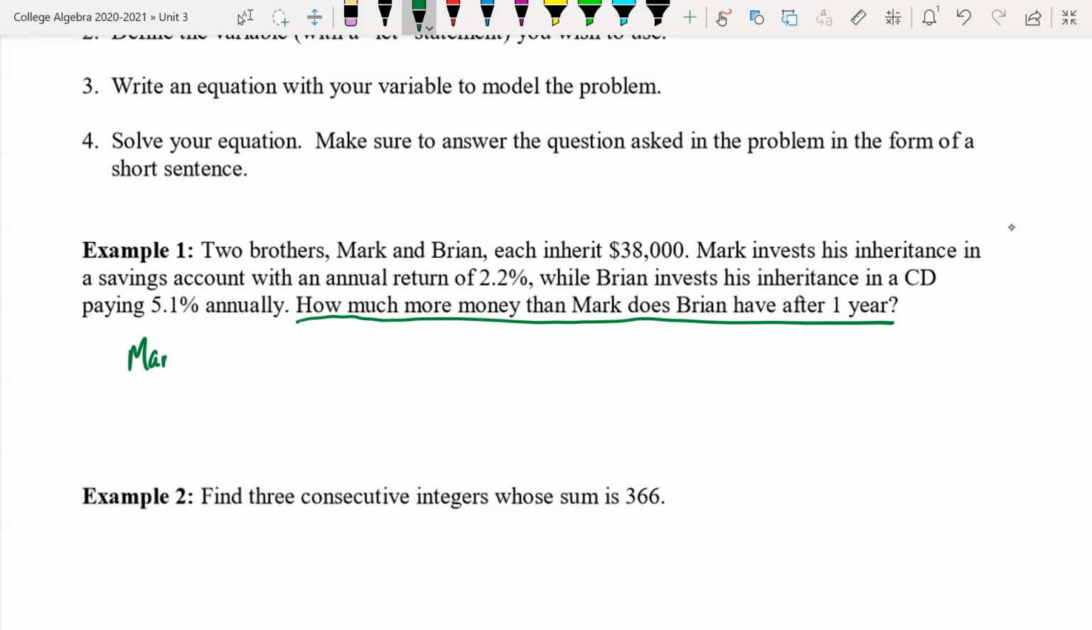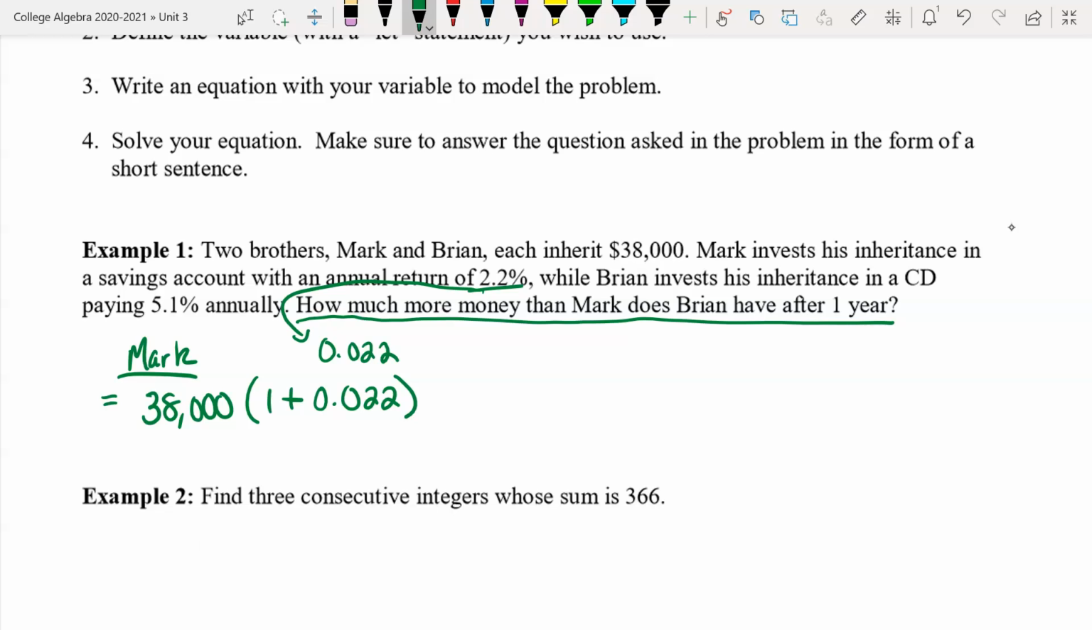So for Mark's, I'm going to take that 38,000 and multiply it by 1 plus, I need to take my percentage and convert it to a decimal. So I would add the 0.022 to the 1 and then multiply by my 38,000. I get 38,836. If you think about it, if you're investing money, you should end up with more money than what you started with. So that makes sense, right?